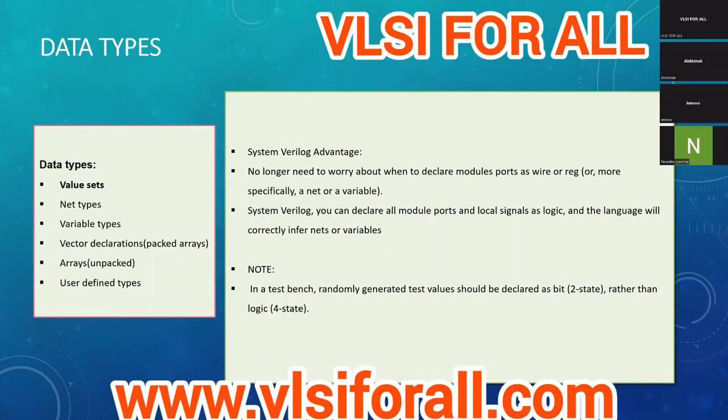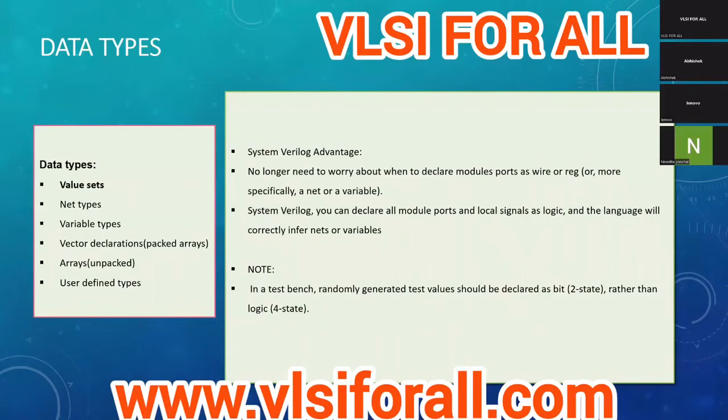In a test bench, randomly generated test values should be declared as bit rather than logic 4-state. Yes, most of the time we do follow it, like we declare as bit because we don't usually give X or Z as the input to the design. So we usually declare the variable as bit, but at the output we need logic, because when we sample the output of the design in the test bench, the design can give us any of the 4-state values.